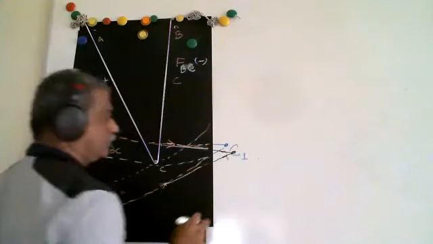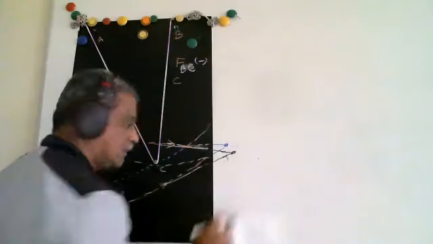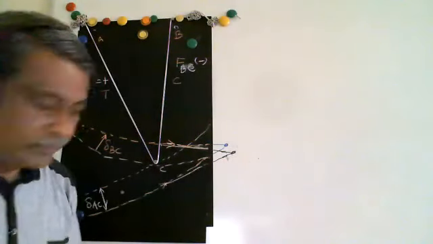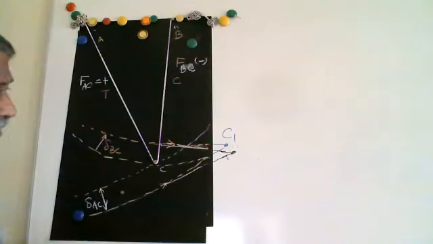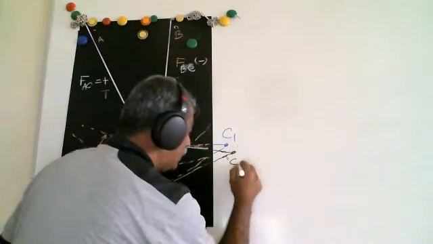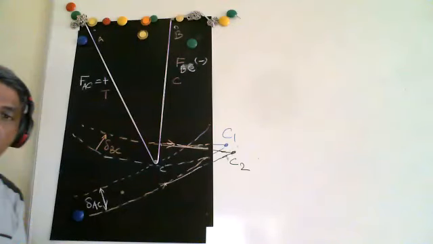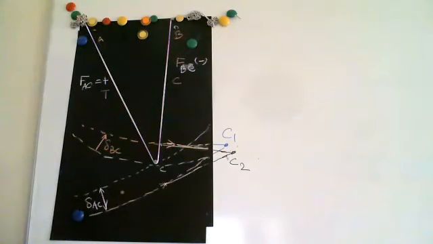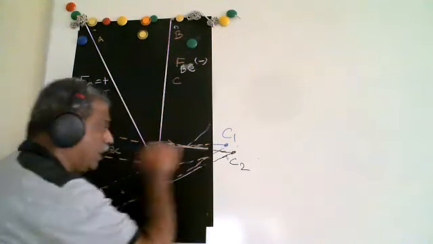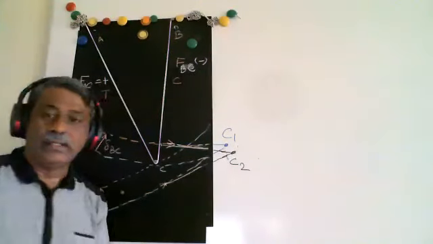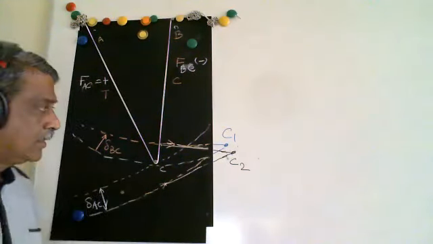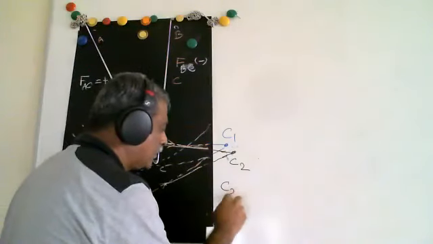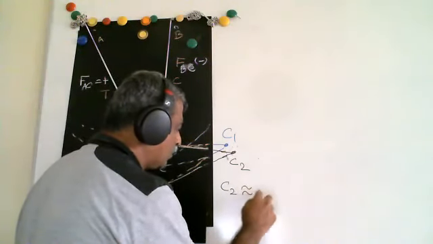Okay. So let me call this C1. This is the real point. C1 is the real point, and C2 is the point that we found out by approximating them to be the same as the tangent. Okay. So the assumption that we make here is C1 is very close to C2.